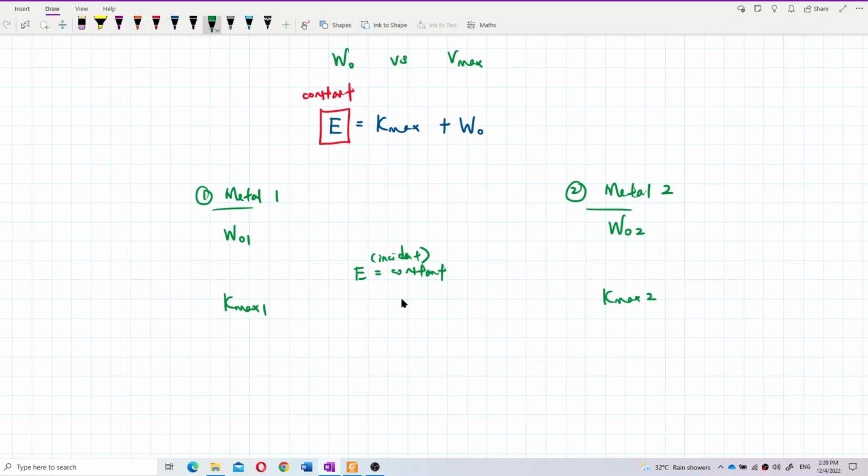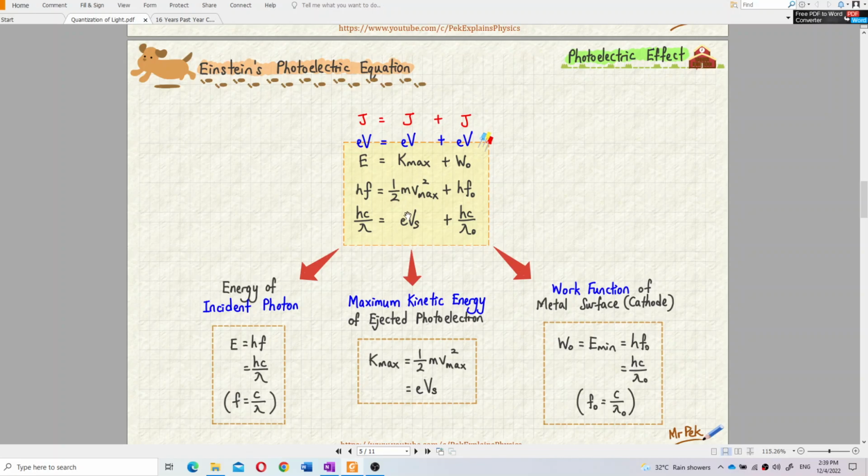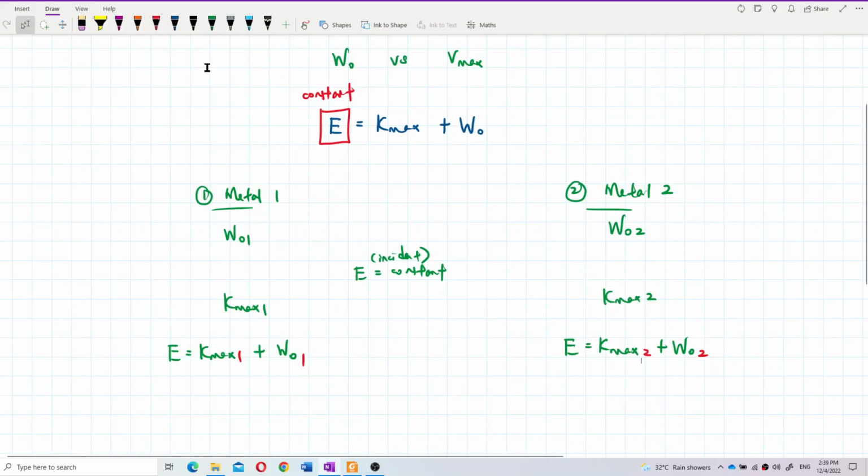So the equation becomes E equal to Kmax plus work function. This one is Kmax 1, work function 1, and the same goes for that one: E equal to Kmax plus work function, work function 2, Kmax 2. And then we can further derive it. Kmax is half mv square, and also eVs, the stopping potential, is over here. So I can write it like this, or I can also write it like this.